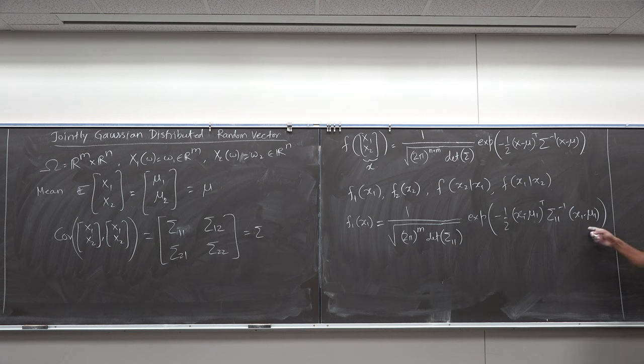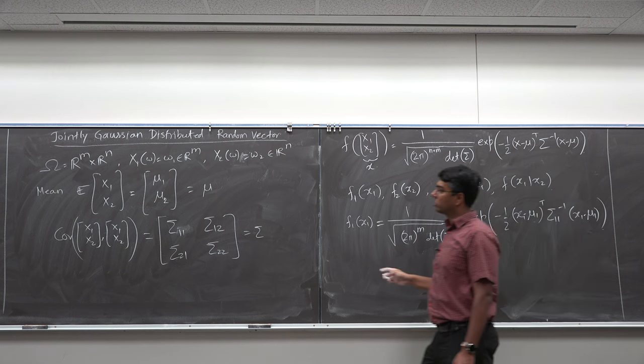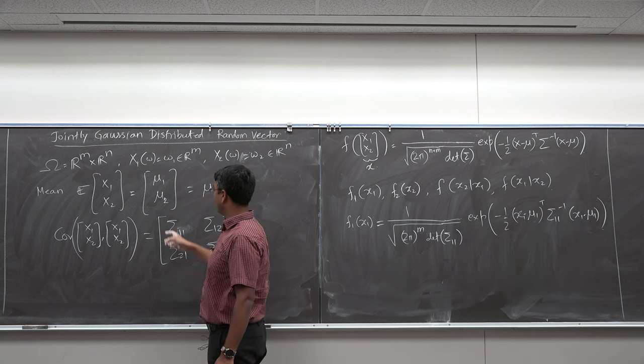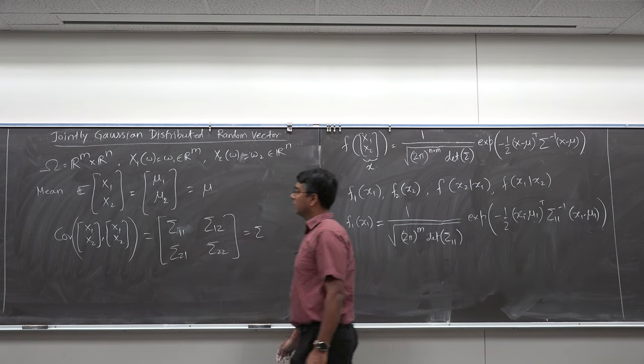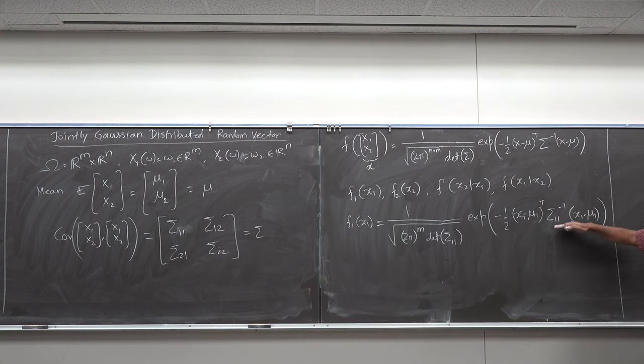Okay, so computing the marginal is actually very easy. All you need to know is what the expected value of x1 is and what the covariance of x1 is. So that gives you the expression for the marginal. Of course, you can also integrate this and get exactly this expression, but integrating it is far more difficult. But if you are able to do the integration, you can verify that this is exactly what f1 of x1 looks like.